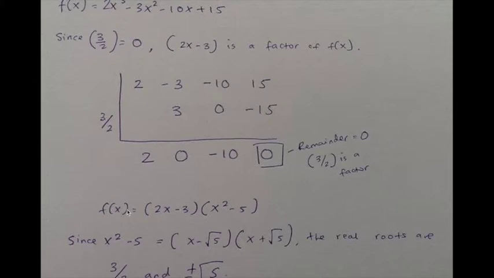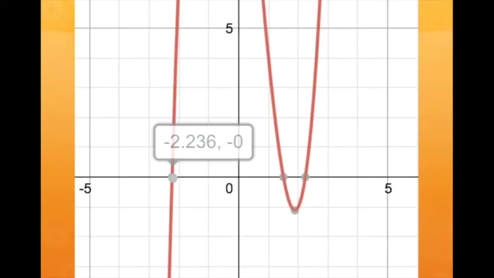So we can write f(x) as 2x minus 3 times x squared minus 5. Since x squared minus 5 is equal to x minus square root of 5 times x plus square root of 5, the real roots are 3 over 2 and plus or minus square root of 5. As you can see in the graph, the negative square root of 5 is negative 2.236.